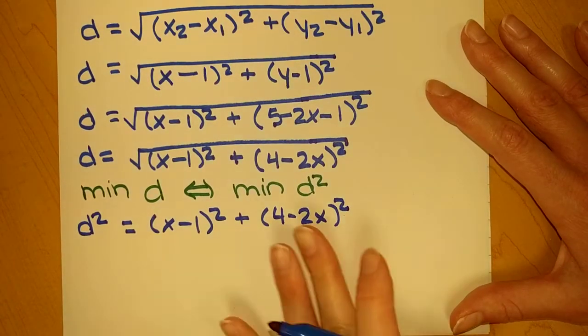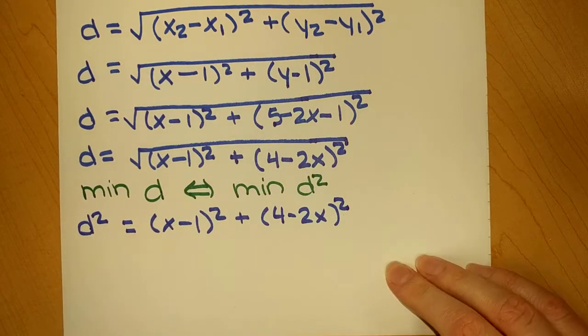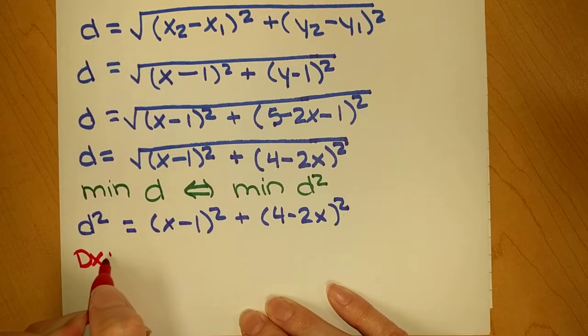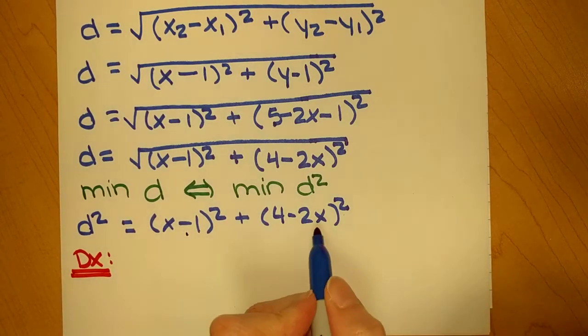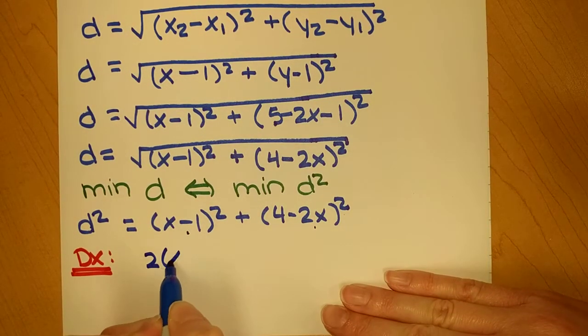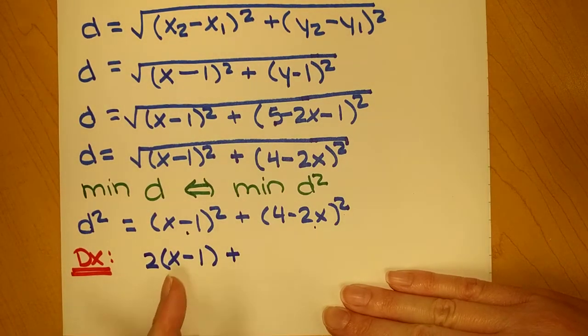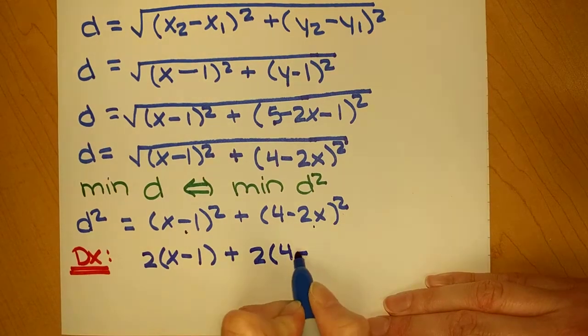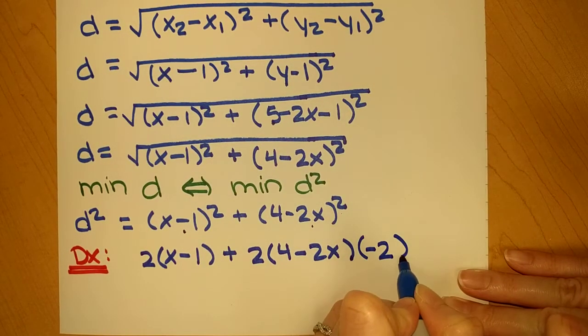And then at that point, I take the derivative and find my critical numbers, because this is my objective function. If I take the derivative, I am looking at the general power rule here. So 2 times x minus 1, the derivative of the inside is just 1, plus 2 times 4 minus 2x, derivative of the inside here is negative 2.